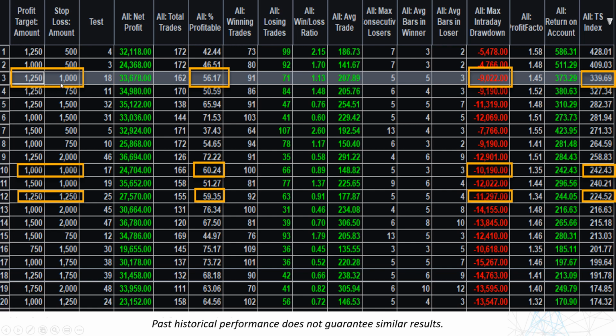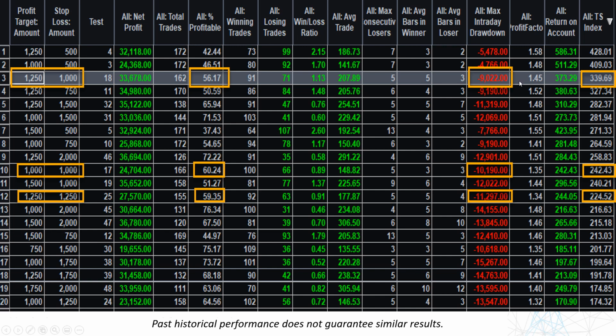Here we have a risk-reward ratio of 1250 to 1,000, so that's better than 1-to-1, and I have a 56% winning trade, which means my expectation of profit is pretty good. In fact, my expectation of profit on each trade is right here, $207. So for every trade I make, some will be winning trades, some will be losing trades, but on average, over those 162 trades, I made $207 per trade. So that's my expectation of profit.